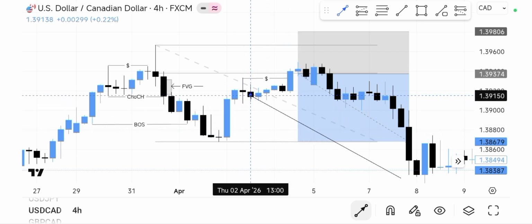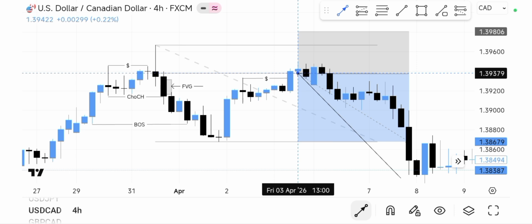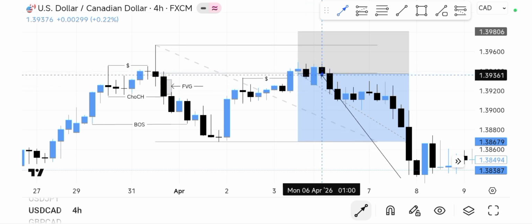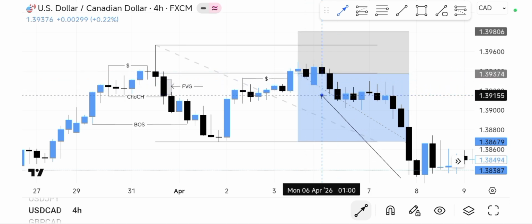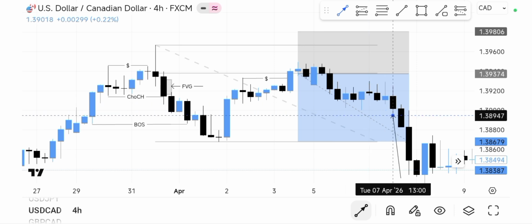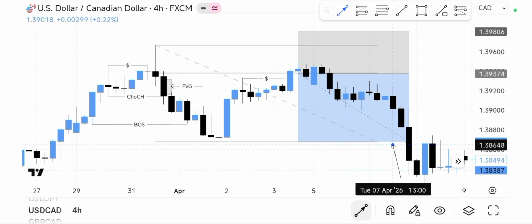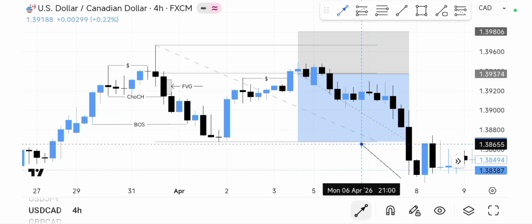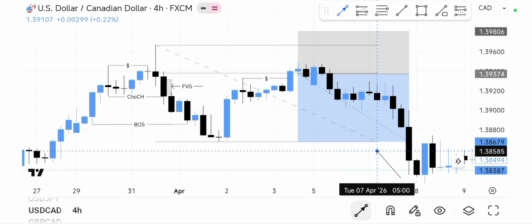Price then moved up, pulling back into my point of interest, triggered my sell limit, and as you can see, moved to the downside until I closed in profit. This was one winner out of the 3 trades.